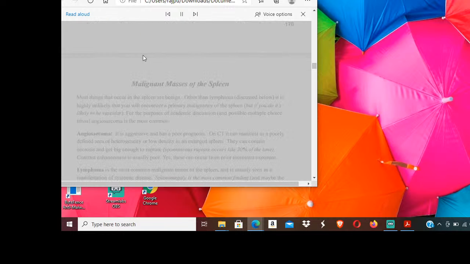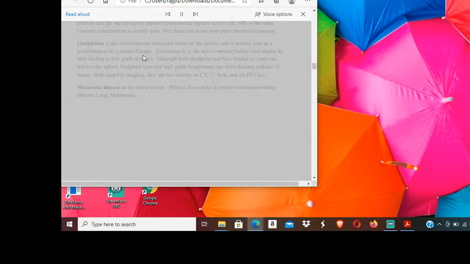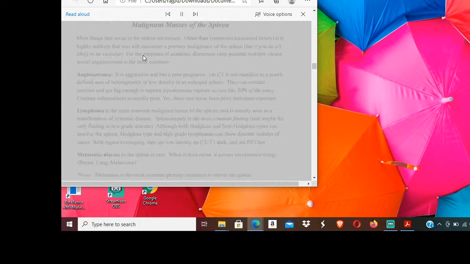176. Malignant masses of the spleen. Most things that occur in the spleen are benign. Other than lymphoma, discussed below, it is highly unlikely that you will encounter a primary malignancy of the spleen, but if you do, it's likely to be vascular.